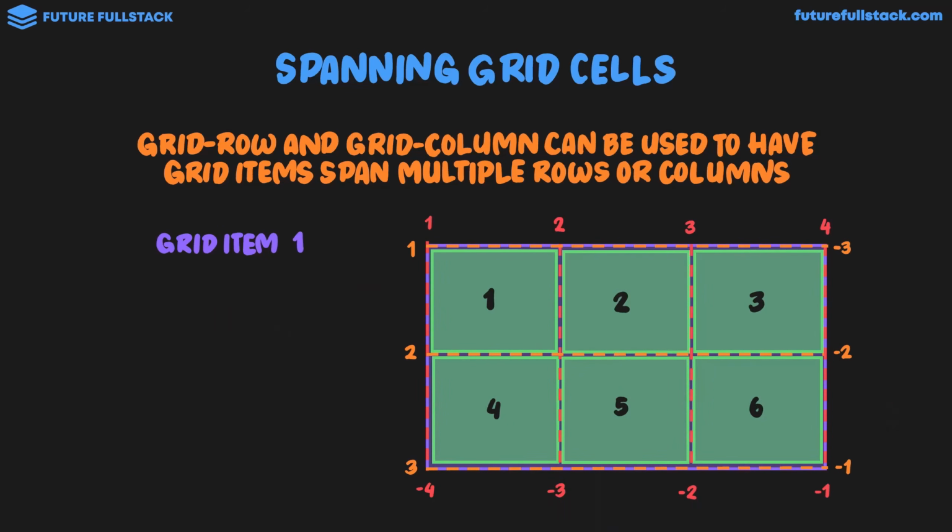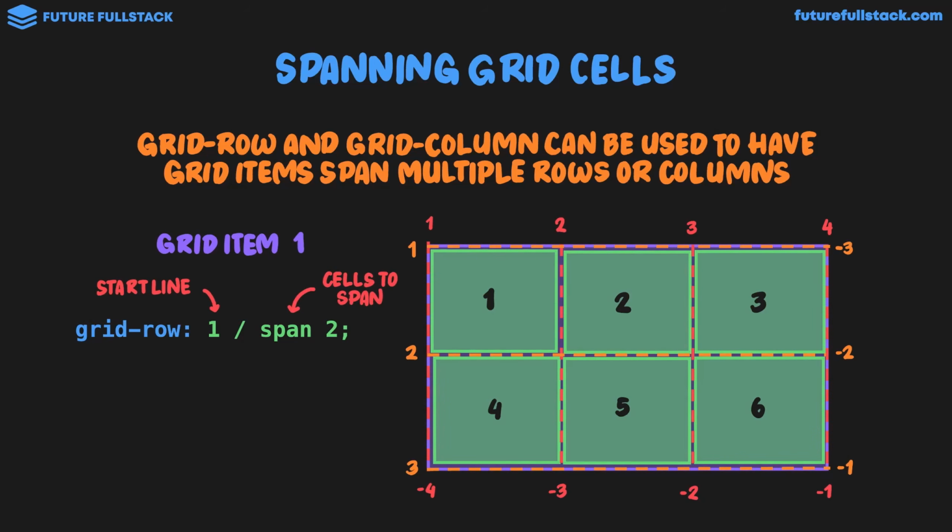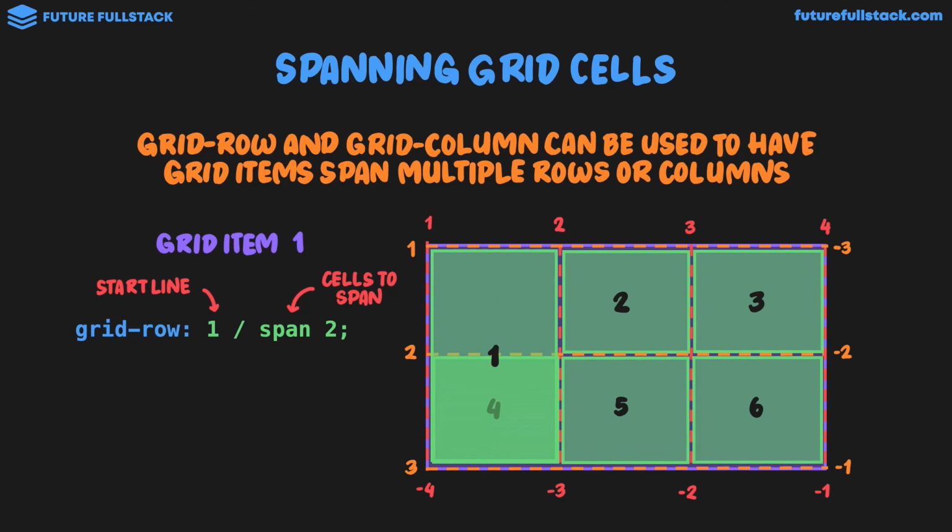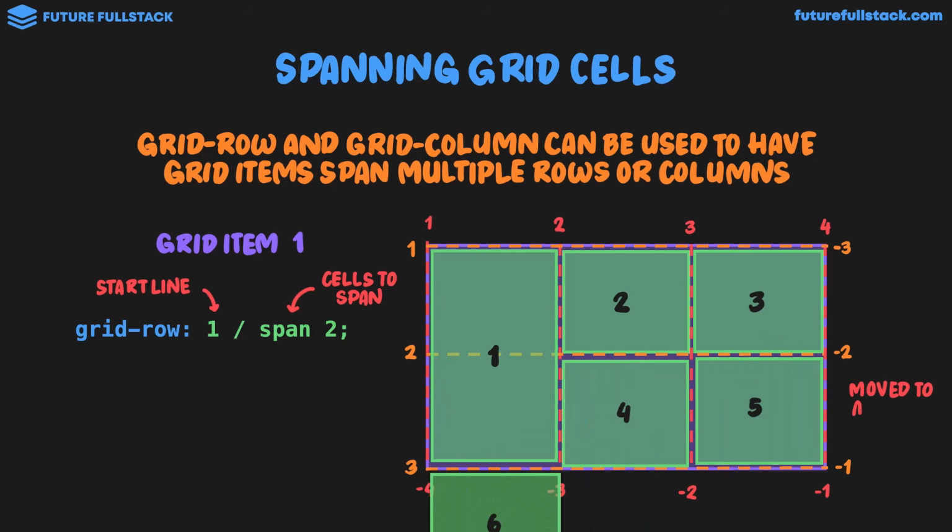Let's take a look at the same setup, but now focusing on the grid row property. Our start line is number 1, and you'll see now instead of an end line, I'm using the special notation of span with a number, where the number is the cells to span. So this is saying start at grid line 1 and span 2 grid cells. So the result will look like this. Our grid item 1 will span 2 grid cells. And just like before, because grid item 1 is now occupying another cell, our grid items need to shift around. Grid item 2 and 3 are fine where they are, but grid item 4 now needs to move to position 5, grid item 5 to position 6, and grid item 6 is going to be moved to another row.